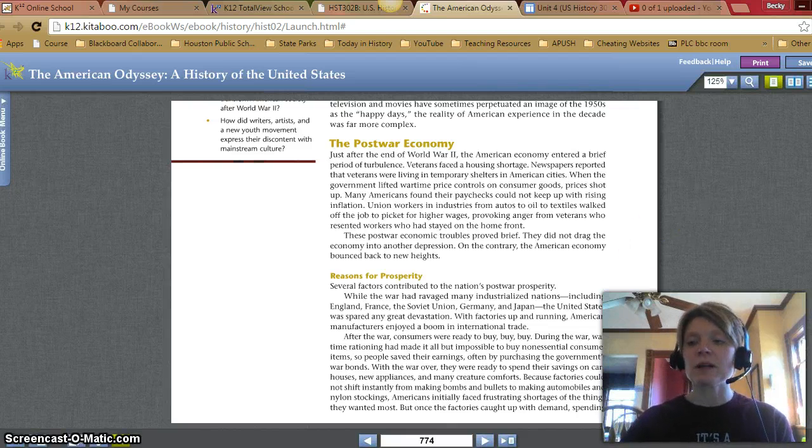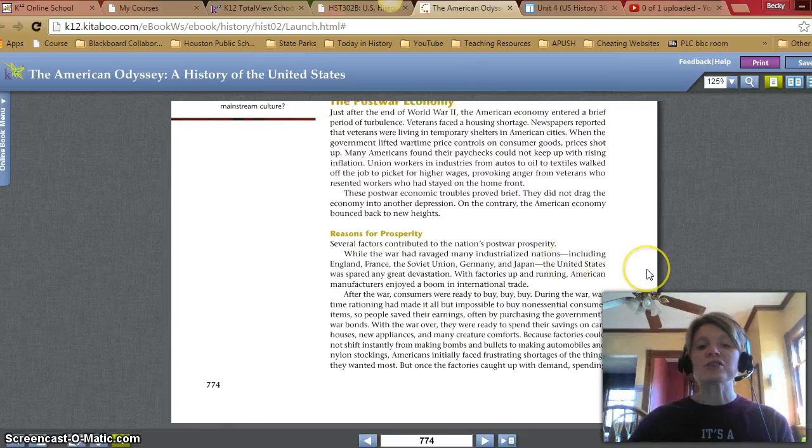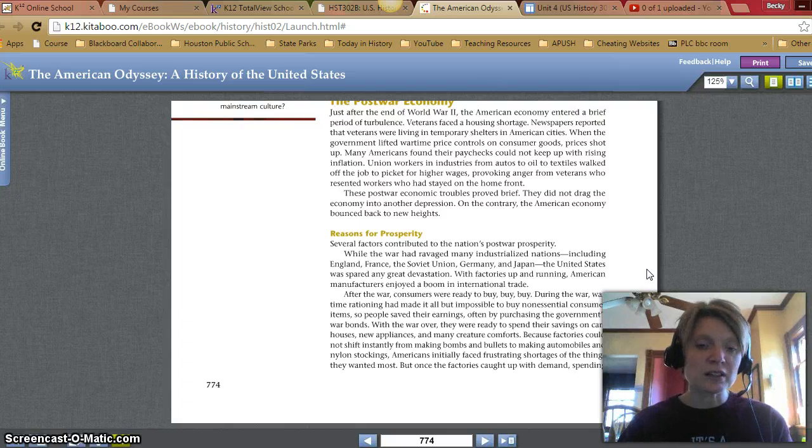Reasons for prosperity. Several factors contributed to the nation's post-war prosperity. While the war had ravaged many industrialized nations, including England, France, the Soviet Union, Germany, and Japan, the United States was spared any great devastation. With factories up and running, American manufacturers enjoyed a boom in international trade. After the war, consumers were ready to buy, buy, buy.